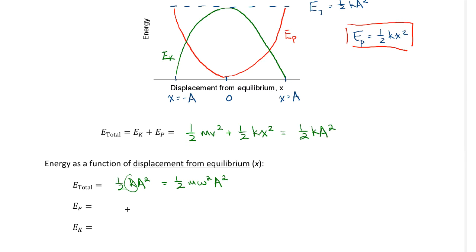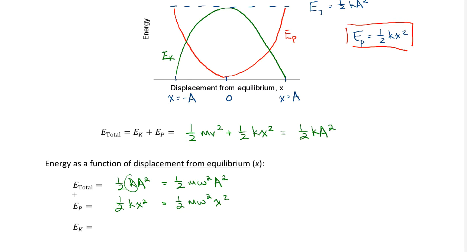And our potential energy, which is a half times kx squared. Again, be careful, A is not a variable anymore. The amplitude is set once it's in motion, but x is going to change as it slides back and forth. The potential energy, which is changing, is going to be equal to a half times kx squared. And using the same substitution of m omega squared for k, I could write this as a half m omega squared x squared.